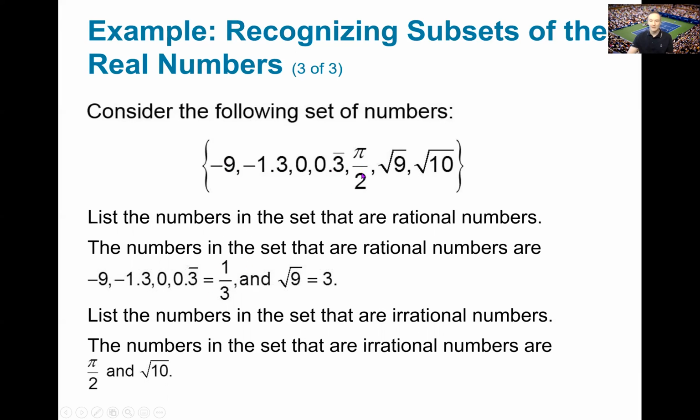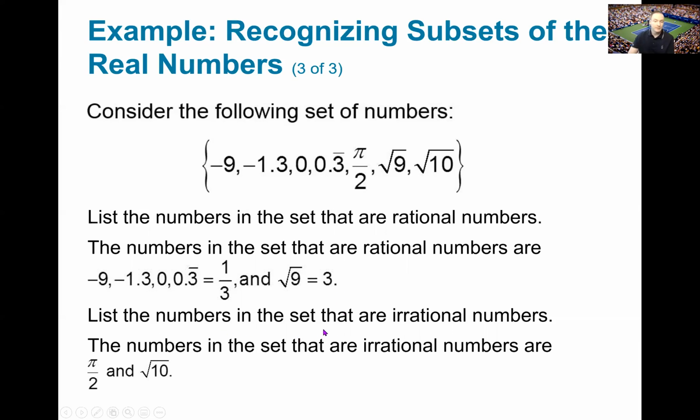Pi over 2, anytime you see anything with pi that's a never-ending number. Does it matter that it's divided by 2? No, still a never-ending number. Square root of 9 is 3, therefore that's rational. Square root of 10, not a rational number. If you go to your calculator, square root of 10 is 3.16227766. Now, it actually sounds like it has a pattern. I promise you it doesn't. It would go on and on and on forever.